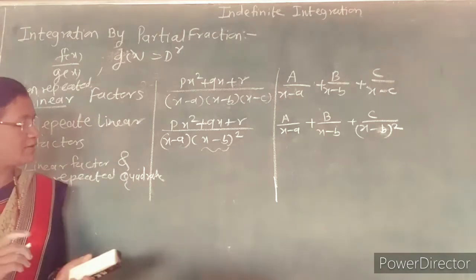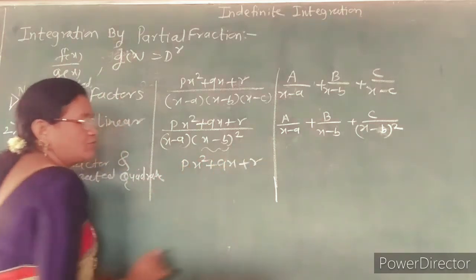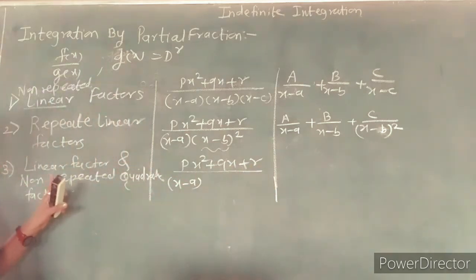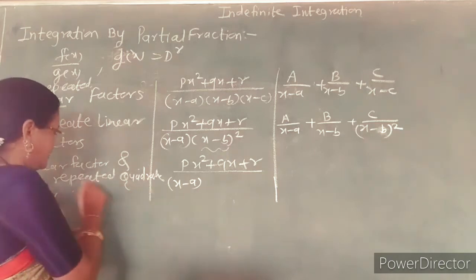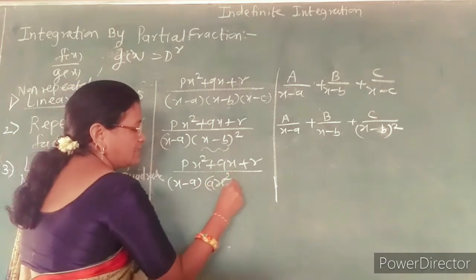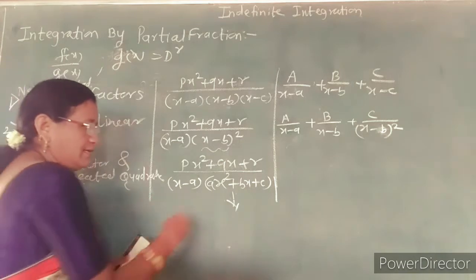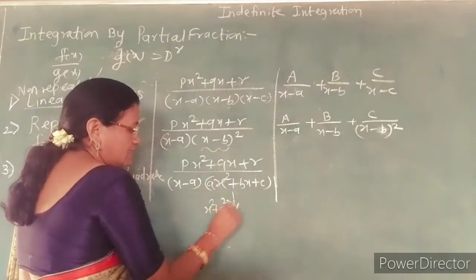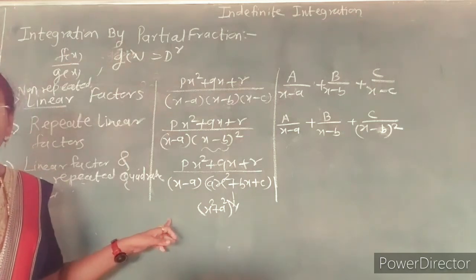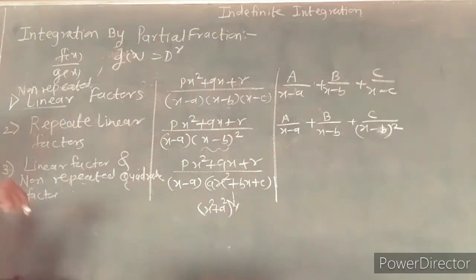So non-repeated quadratic factor means we take an expression of the type px square plus qx plus r divided by, suppose one of the factors is x minus c, which is linear. Then the non-repeated quadratic factor means we take that factor as ax square plus bx plus c. Now this cannot be factorized, and it may be a case of the type x square plus a square.